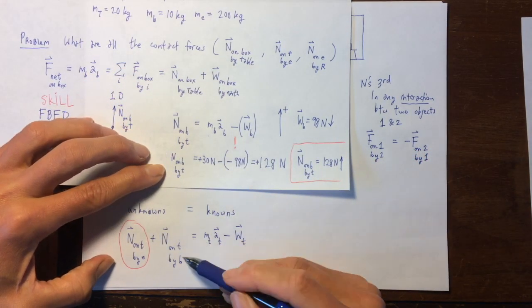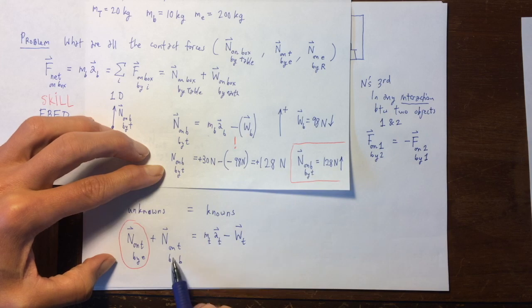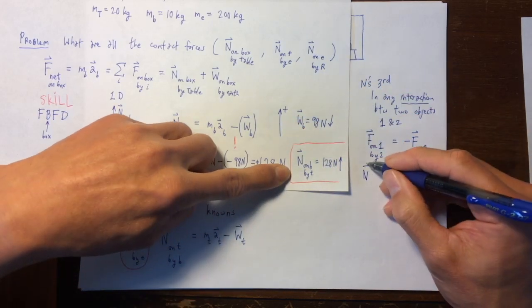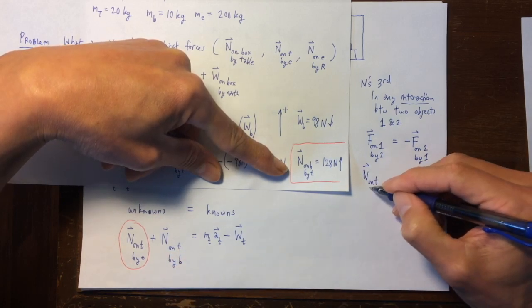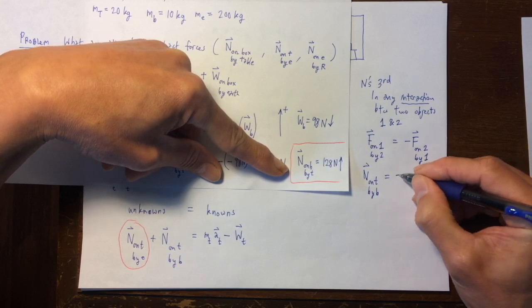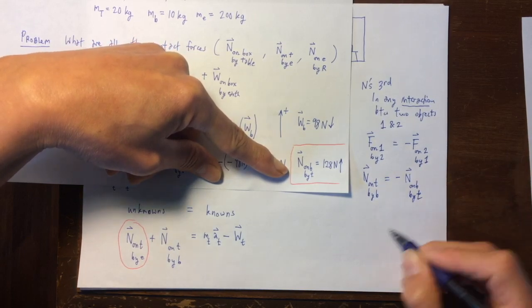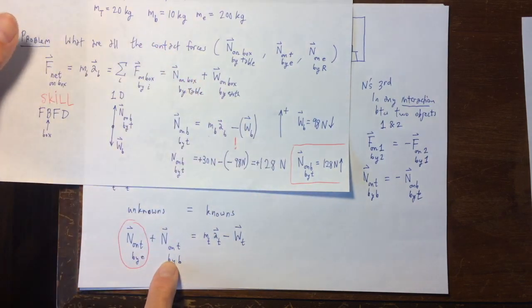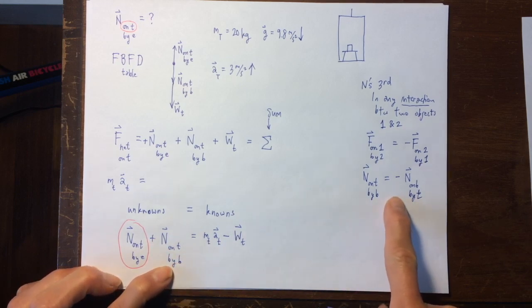This is an interaction between the box and the table, but in the reverse. So if this is the action, this is actually the reaction right here. So by Newton's third law, and because we solved this earlier problem, the normal force on the table by the box is equal to the opposite of the normal force on the box by the table. So we can use Newton's third law to know this unknown thing right here. So this is not unknown if we remember how Newton's third law works.